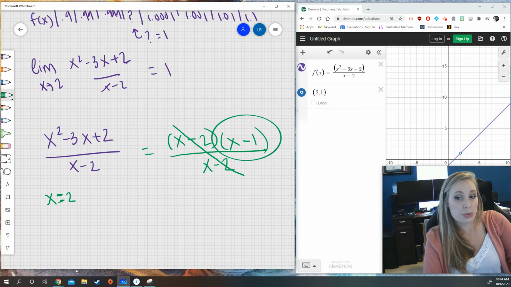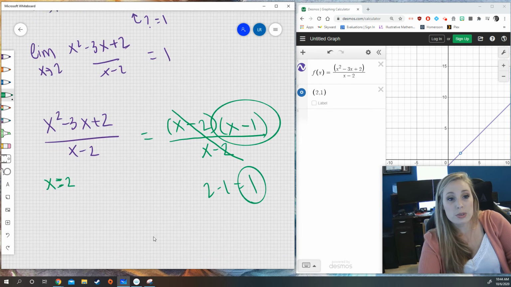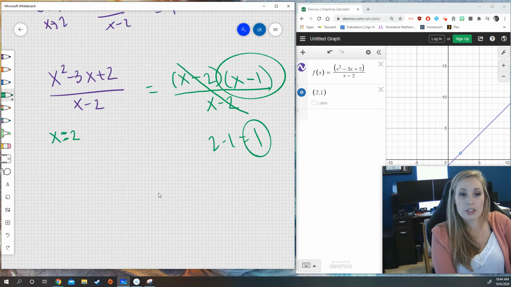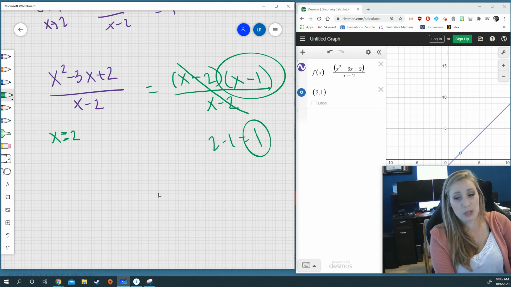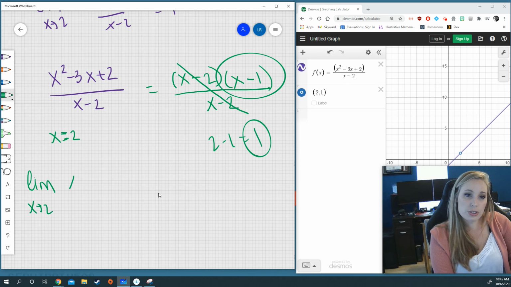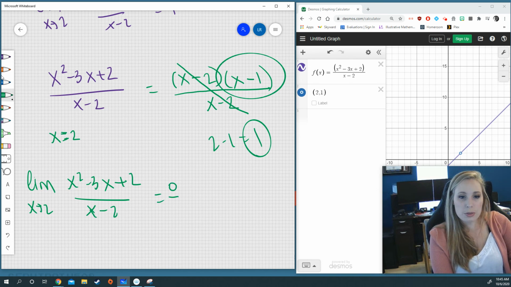And in pre-calculus, to find the hole, you would plug in x equals 2. So when we plug in x equals 2, 2 minus 1 is 1. And that is what the limit is approaching. The limit is approaching 1. Algebraically, to solve this, we could say the limit as x approaches 2 of x squared minus 3x plus 2 over x minus 2. Well, when I plug in 2, I get 0 over 0.